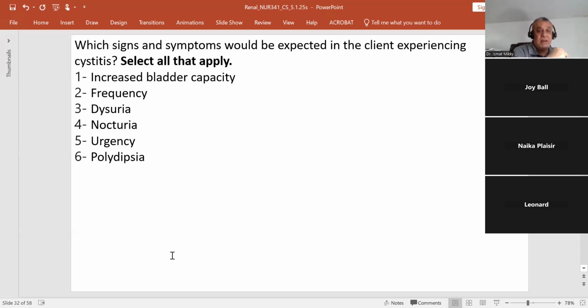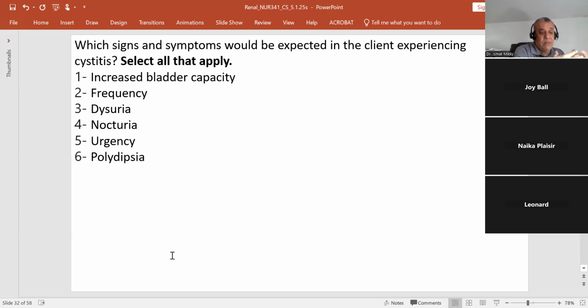Patients with UTI always complain of frequency, urgency, and dysuria. That's very common for any client who has developed a UTI. Frequency of urination, dysuria when they urinate, and urgency as they have the urge to urinate, and sometimes they have nothing to void. One more, in addition to the frequency, urgency, and dysuria, you can also add nocturia.